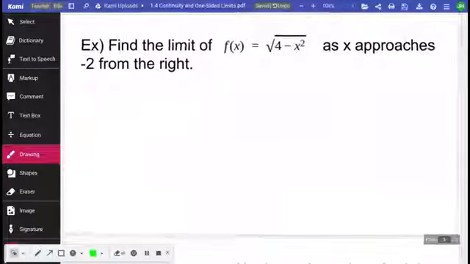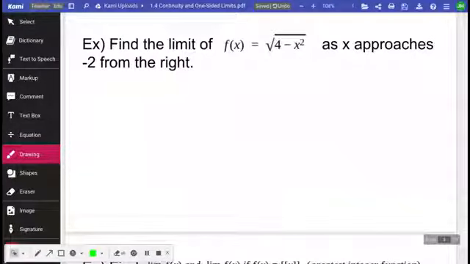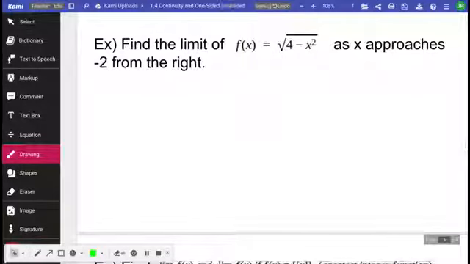All right, find the limit of f of x as the square root of 4 minus x squared as x approaches negative 2 from the right. So here's a concept. So that little plus sign there is really important. So you're just looking at it from the right. That is all. So I don't care as it approaches from both sides. I care as it approaches specifically from the right.